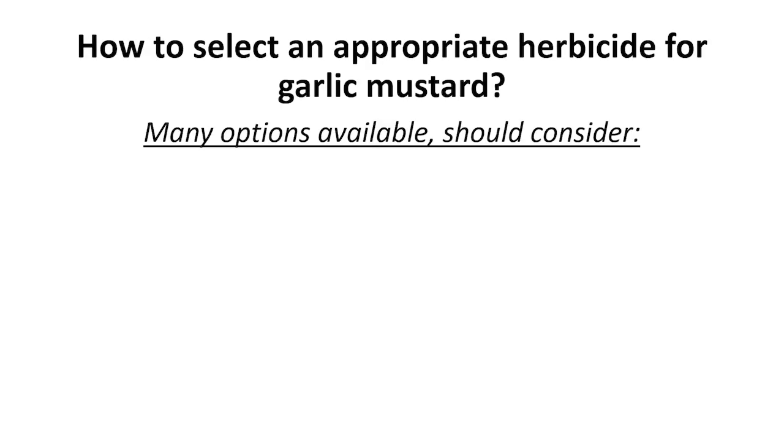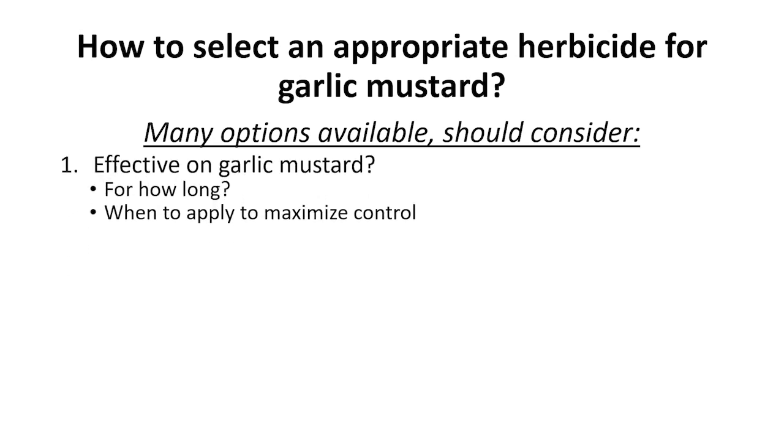Okay, so we've talked a lot about these different herbicides and the effectiveness of these herbicides. So how do I go about selecting an appropriate herbicide for garlic mustard? Well, we're fortunate that a lot of options are available, but we've got to consider a lot of things. And so I just want to hammer home some of the things to think about when picking a herbicide. First off, is it effective? What level of control do I want? And is this herbicide I want to use effective? If it's effective, how long will it work for? Does it have residual activity in the soil or not? And when do I want to apply it, and at what rate to maximize control? That's really important information to have available.